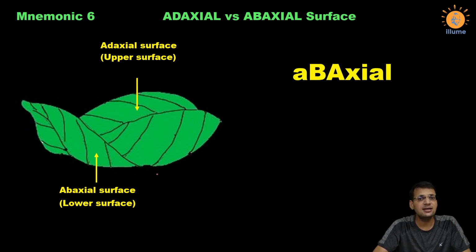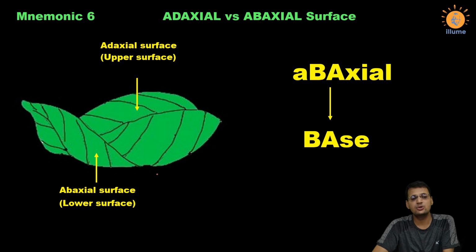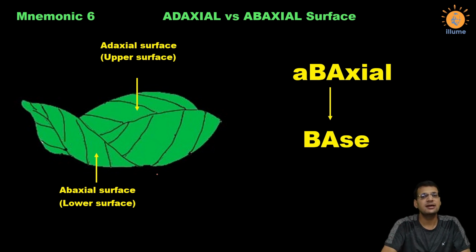See, in ABAXIAL there are two alphabets, BA. This BA would represent base. So base is always on the lower side. So ABAXIAL is the lower surface. Base is lower surface. So ABAXIAL is always a lower surface.